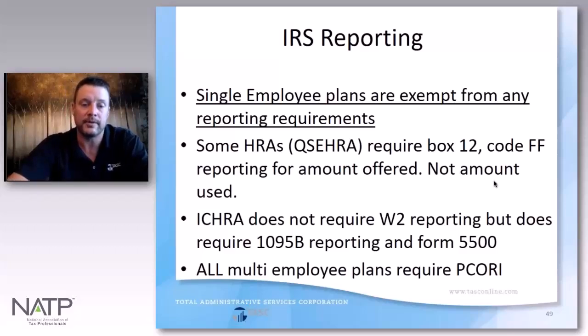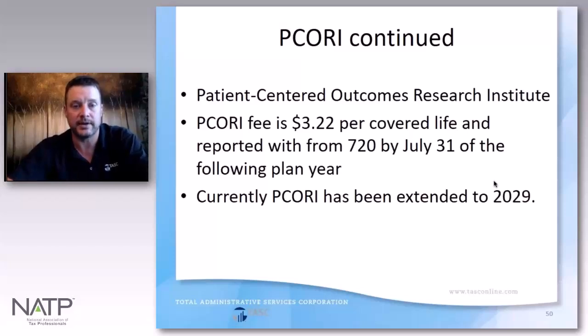Any employer that offers an HRA to multiple employees is required to do PCORI compliance. PCORI is the Patient-Centered Outcomes Research Institute. There is a fee of $3.22 per covered life, and it's reported with Form 720 by July 31st of the following plan year. So what does that mean?